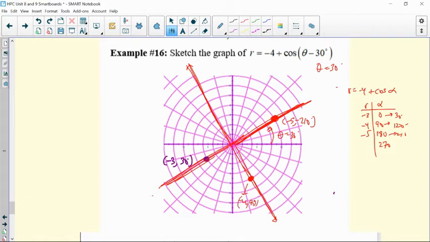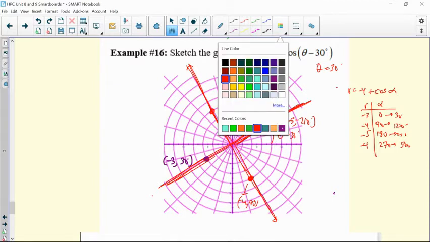And then our last one, 270, cosine does nothing. So we're left at -4. Remember, the 270 got switched to the 300 mark. So again, looking at the 300 mark and then going back to -4, 1, 2, 3, 4, which is right there. So now I'll go back to purple and I'll go ahead and sketch that.